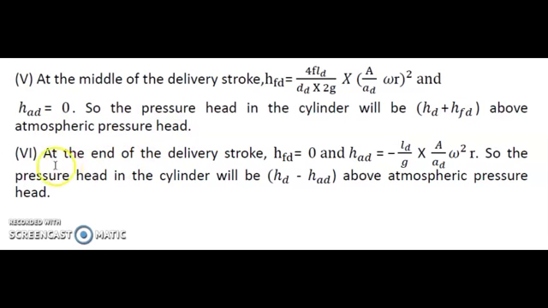And we also know that at the end of the delivery stroke, HFD is equal to 0 and HAD is equal to minus LD upon g multiplied by A upon AD omega square R. So the pressure head in the cylinder will be HD minus HAD above atmospheric pressure head.